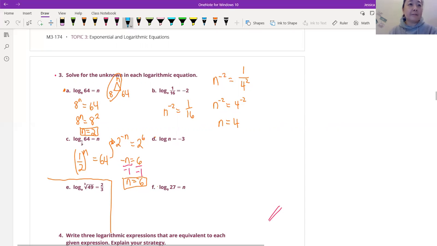All right. And this one right here, if you look at C, again, if you have not paused and tried these yourself, I would pause and try these yourself and then unpause. And then here we go. So (1/2)^n is equal to 64.